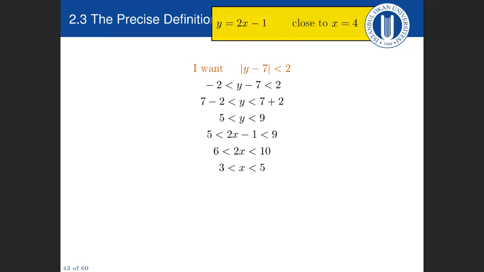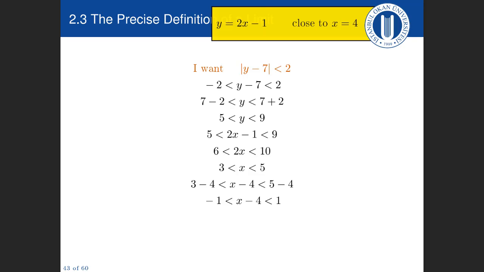Now look back in the yellow box. Remember, we're close to x equal to 4. So what I really want in the middle is x minus 4. So let's subtract 4 from everything. 3 minus 4 is less than x minus 4 is less than 5 minus 4, or minus 1 is less than x minus 4 is less than 1. Change this back into an absolute value sign. What I need is the absolute value of x minus 4 is strictly less than 1.